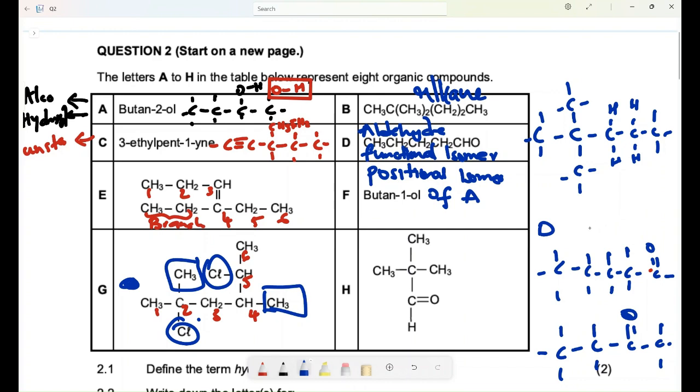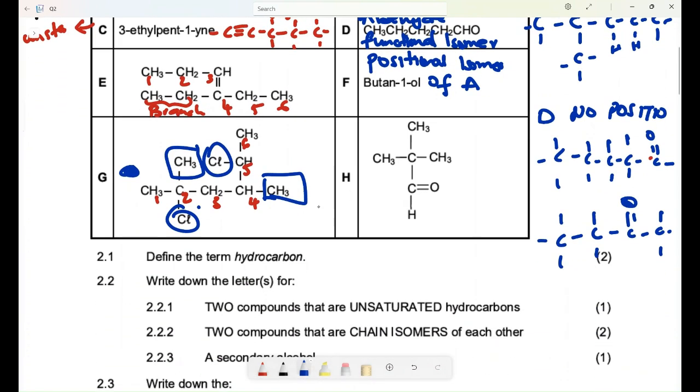So hence we cannot have a positional isomer for this one, no positional isomer. Because the minute you change the position of this one, it becomes a ketone, so it becomes another function. So hence we call it a what? A functional isomer. I want to believe you are following.